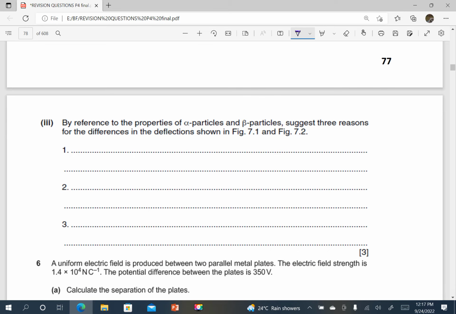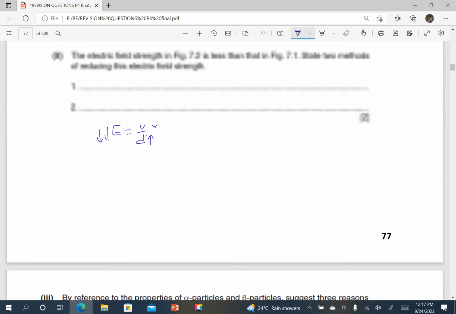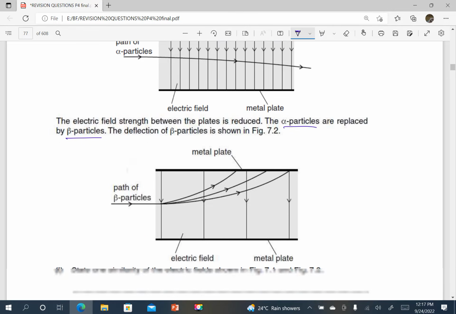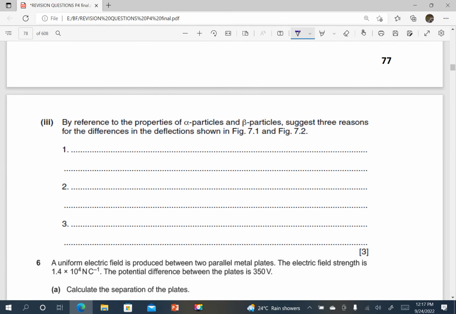Next, by reference to the properties of alpha particles and beta particles, suggest 3 reasons for the difference in the deflection. If you are very observant, you have noticed that the alpha particles were deflected following the same path. Yet for beta particles, they are deflected in several paths. And in AS, you must have mentioned that alpha particles have the same discrete energy, yet beta particles have a wide range of energies or velocities. So, number 1, beta has a range of velocities or energies.